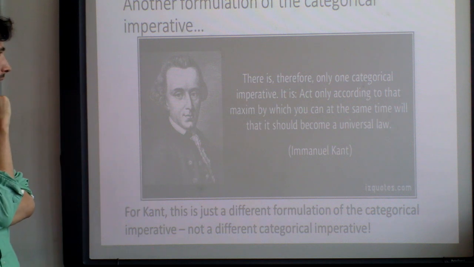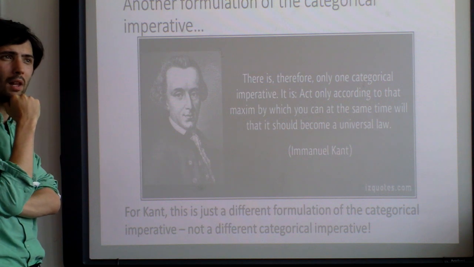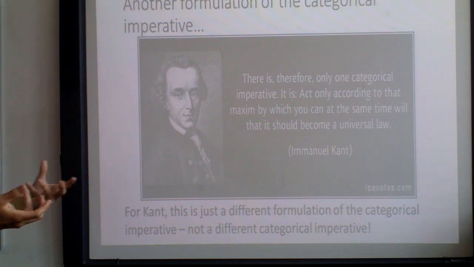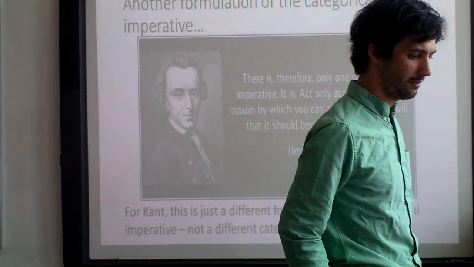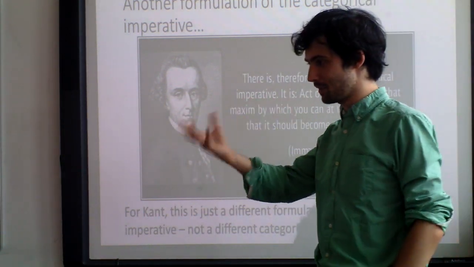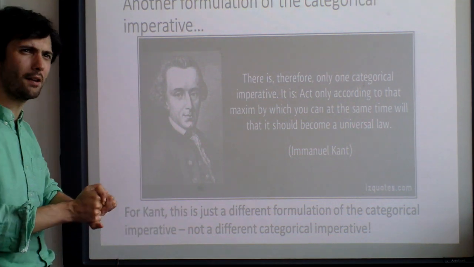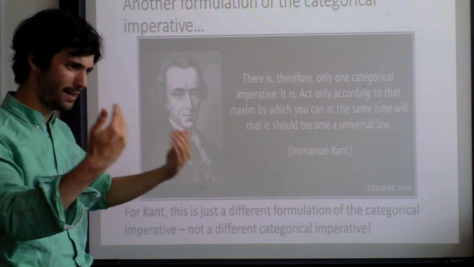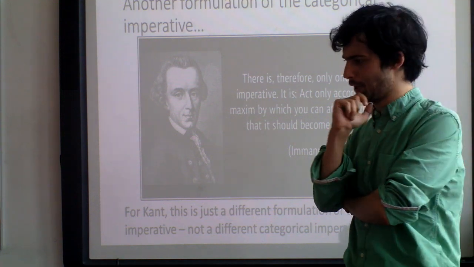To simplify things, it's a bit of a fancy way of saying act in ways that you would like to be treated, right? Because if, say, I start stealing, Kant tells me, well, would you want stealing to be a universal maxim? Would you want it to be the case that everybody steals? Well, surely not, because then people would steal from you. And you apply that test to every action to see if it's a genuinely moral action.